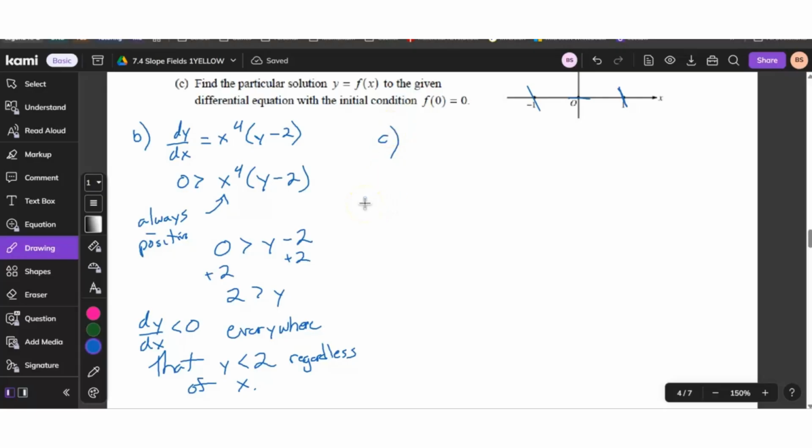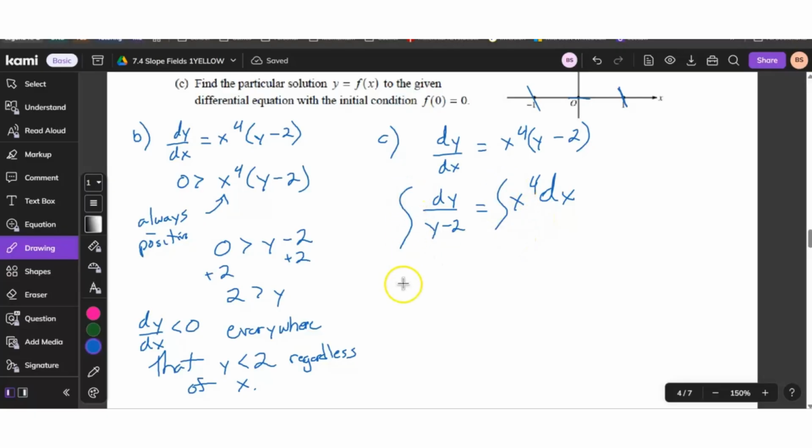Find the particular solution, y equals f of x, to the given differential equation with the initial condition 0, 0. Well, now we can do something, right? Because we can do what we were doing in the last topic. So we're just going to take our derivative, so dy dx equals x to the 4th y minus 2. And we have to start by separating our variables. So we're going to get dy over y minus 2 equals x to the 4th dx. Then I integrate both sides.